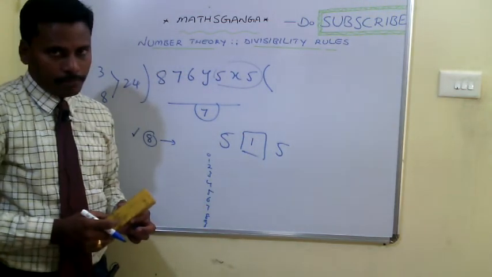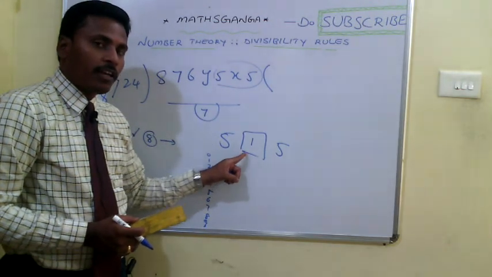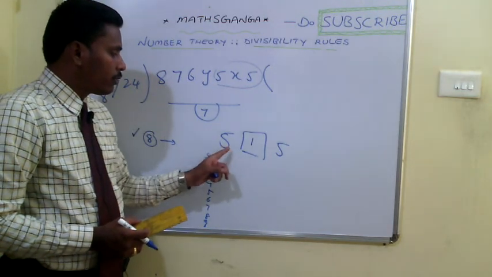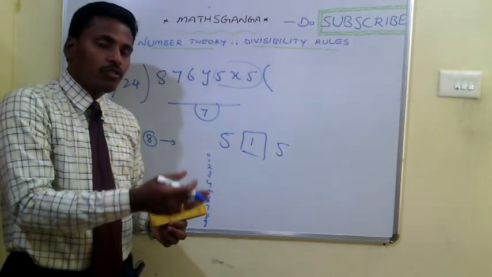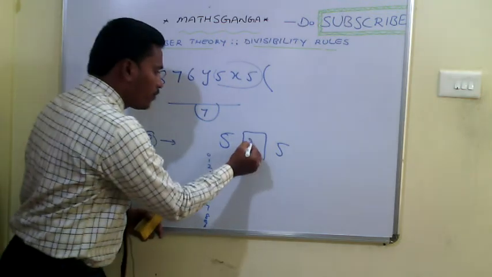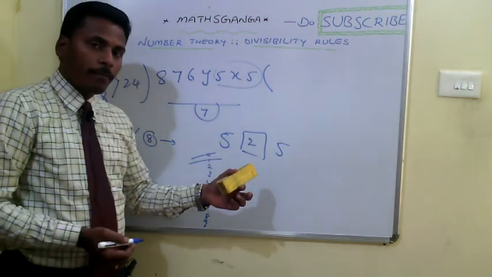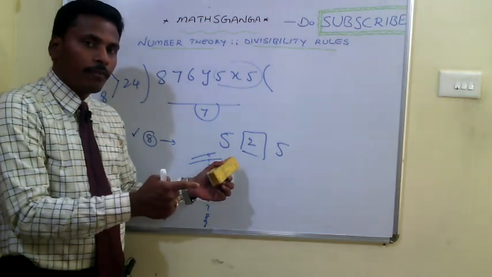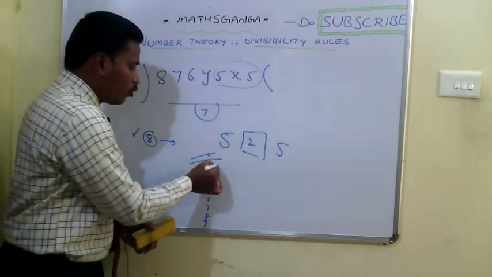If you place 1 here, 5 1 5. 8 6s are 48 and you have 35. Since it is 35, 8 4s are 32, leaves a remainder 3. So this is also not possible. You have to get the remainder 7. If you replace with 2, 5 2 5. 8 6s are 48 and then we have 45. For 45, 8 5s are 40, leaves remainder 5. So 2 is also not possible.